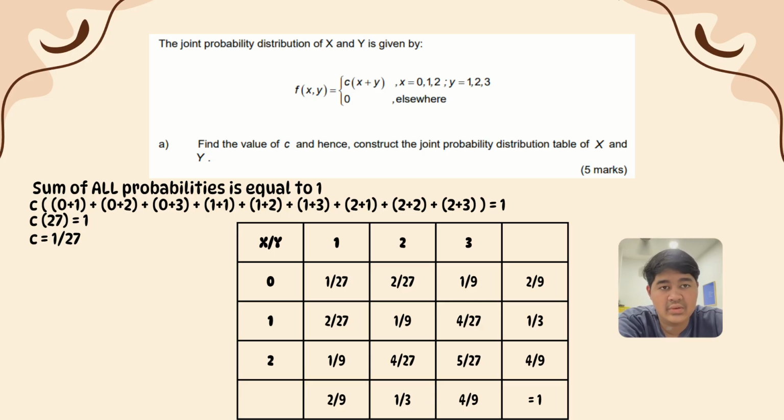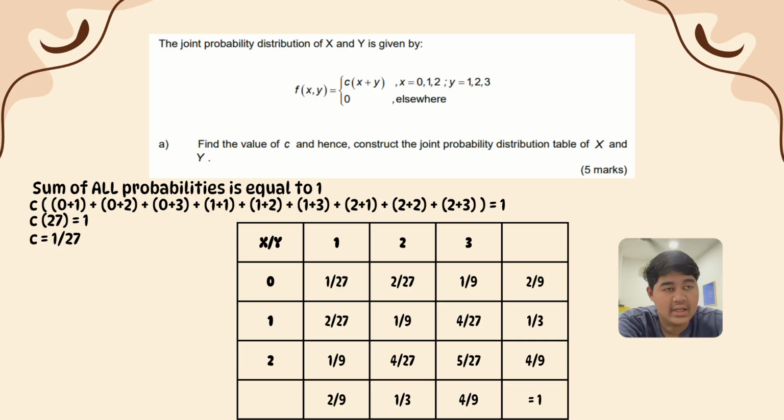So first we have to find the value of c. We know that the sum of all probabilities is equal to 1. From that piece of information we can form an equation, which is c times the sum of all the values of x and y, 0 plus 1, 0 plus 2, 0 plus 3 and so on. Then we equate that equation to 1, and after we sum up all the numbers, c times 27 is equal to 1, and hence we know that the value of c is 1 over 27.